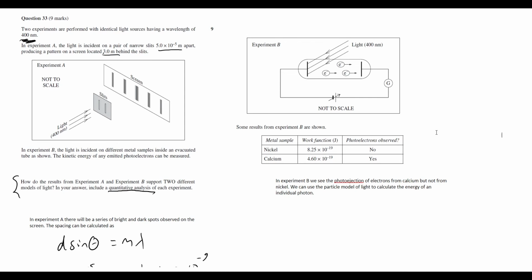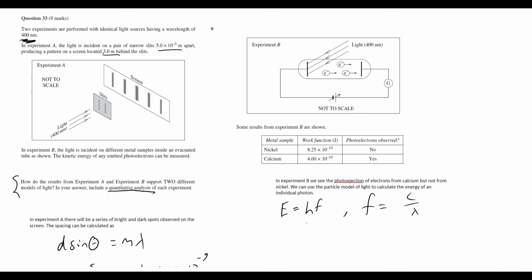So we can use the particle model of light to calculate the energy of an individual photon. And we know that that energy is always going to be given by E equals hf, right? So h is Planck's constant, f is our frequency, and we know that the frequency of light is going to be given by the speed of light divided by the wavelength.